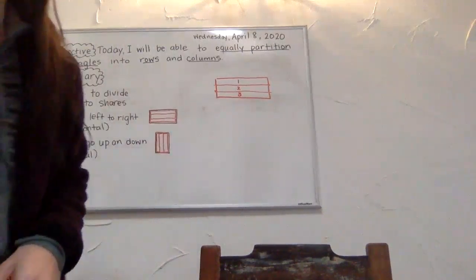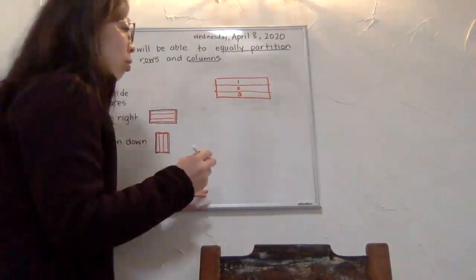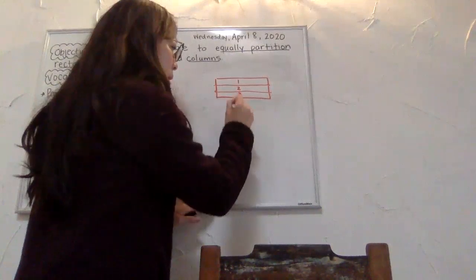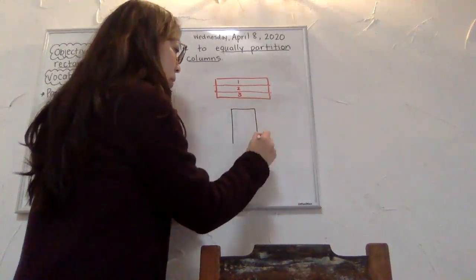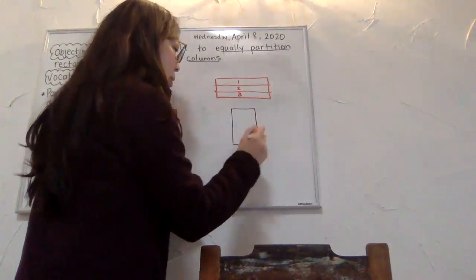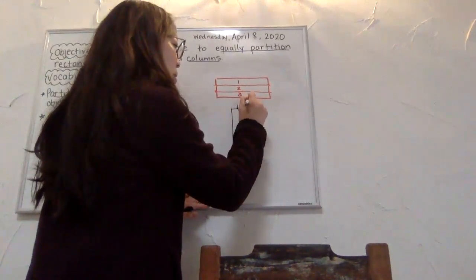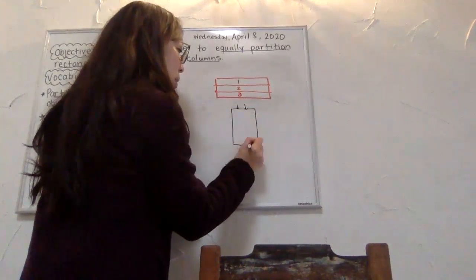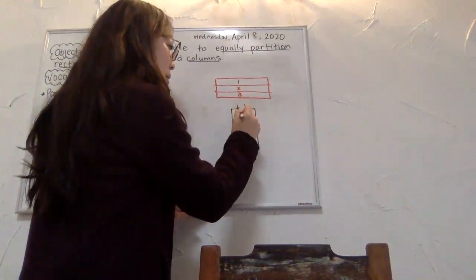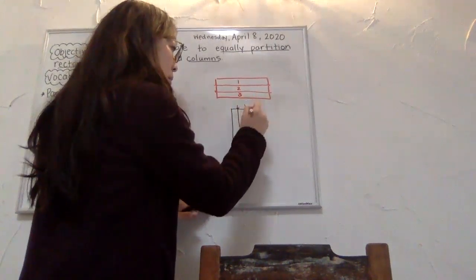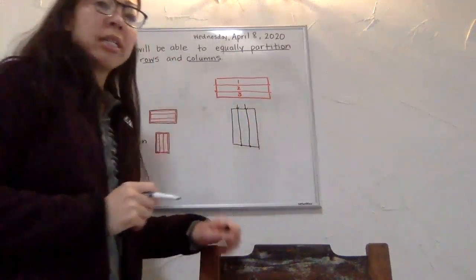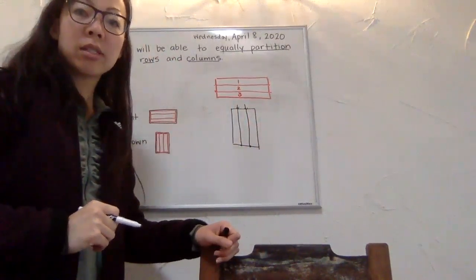Now, I'm going to use a black marker because that's all I have. But in your assignment today, you're going to see another rectangle, and you're going to be making columns there. Remember, columns go up and down. So you're going to see the same thing. You're going to see arrows and a little dot, and you're going to connect those. So see how I only had to draw 2 lines to connect the arrows and the dots?